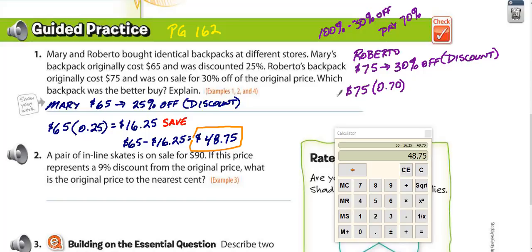It doesn't matter which way you do it. We could have done Roberto's just like we did Mary's, but we're looking at two different ways. The nice thing about this way is we only have to multiply. We don't have to take something away afterwards. Roberto's was originally $75. We multiply it by 0.7. His final cost is $52.50. That's his cost. Which backpack was a better buy? Mary's. Mary's is the better buy, and there's our work to prove it.